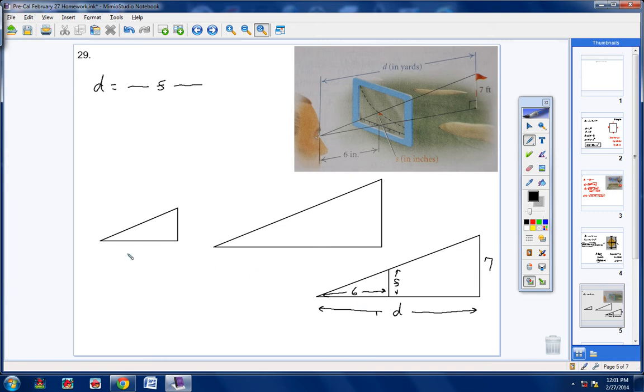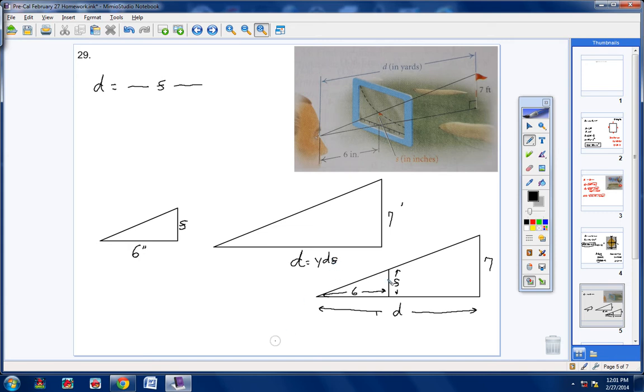So I know this length here is 6. I know this length here is S. I know this whole length here going across is D, and I know this is 7. Now the only problem is this is inches, this is feet, and this is yards, okay? It says D in yards.